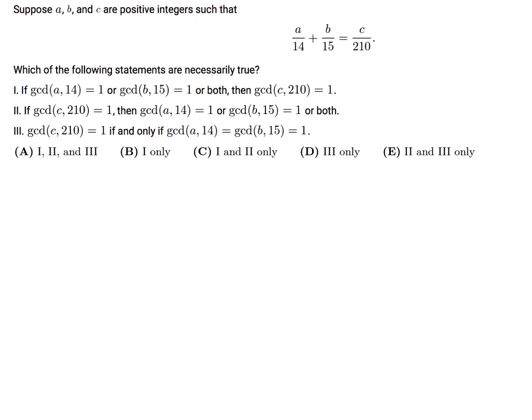summary of what is GCD for those of you who may not remember. GCD, greatest common divisor. So the best thing to do is, if you have two numbers, let's just make up two numbers. So 14 and 15, why not? The very first thing to do is to break them up into their prime factors. So this would be 2 to the power of 1, 7 to the power of 1. This is 3 to the power of 1, 5 to the power of 1.